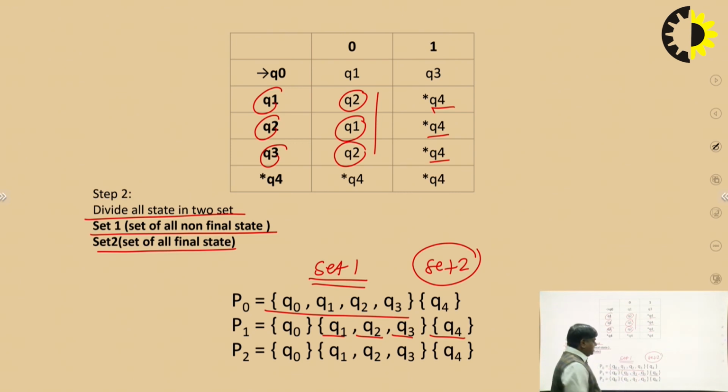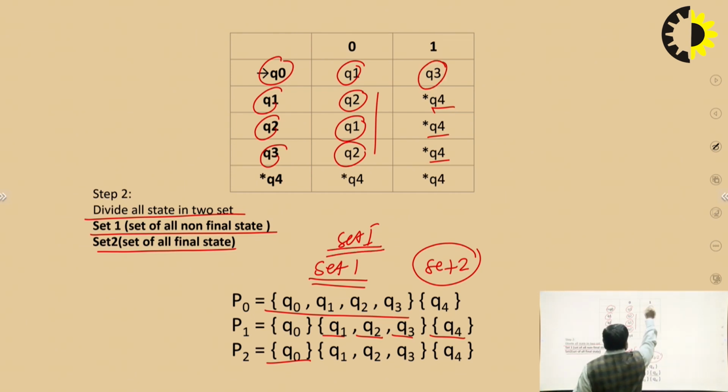So they lie in the same set, and Q0 has a different transition function than Q1, Q2 and Q3. So it is divided into a different set. You can check it, no problem. Now for A, Q1 lies in set 1, no problem. For B it is Q3. Again it lies in set 1. It means the transition function of Q0 is not similar to the transition function of these 3, so it is a different one.